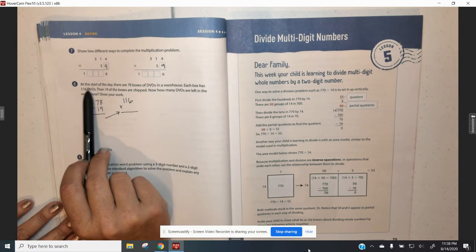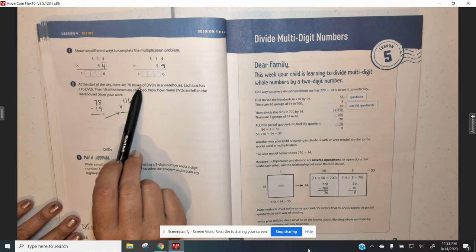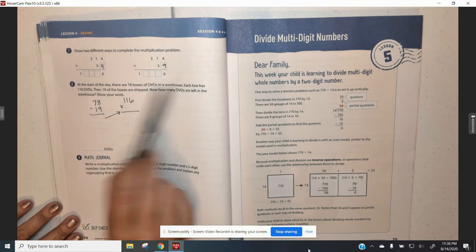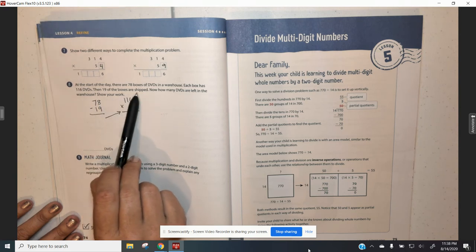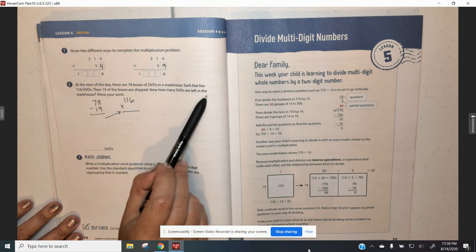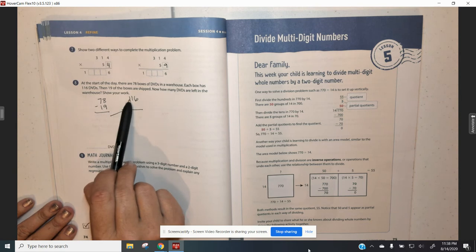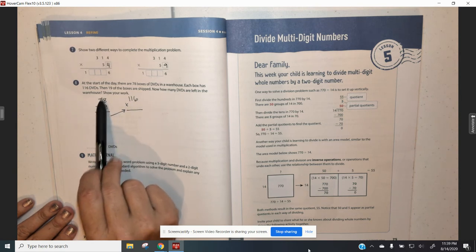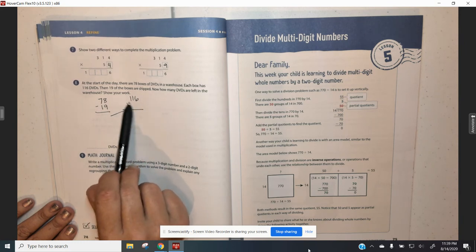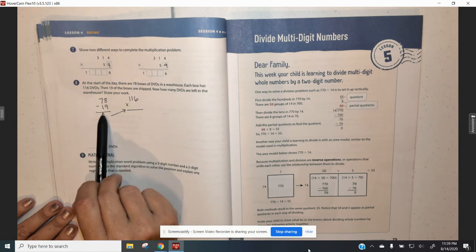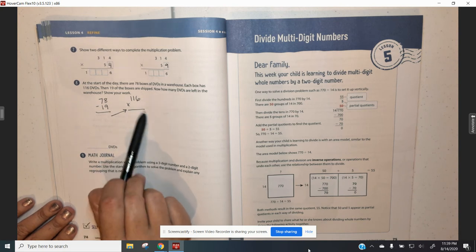For number 8, at the start of the day, there are 78 boxes of DVDs in a warehouse. Each box has 116 DVDs. Then 19 of the boxes are shipped. How many DVDs are left in the warehouse? Show your work. So we start the day with 78. We ship 19. We're going to have this many left over. We need to multiply 116 times the number of boxes we have left over to find out how many DVDs we have altogether.